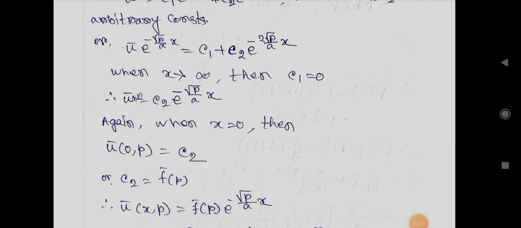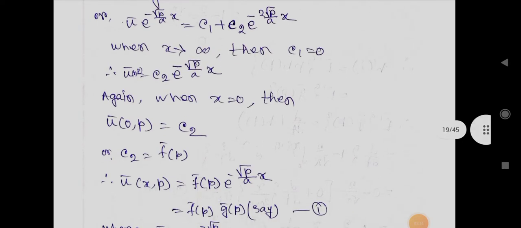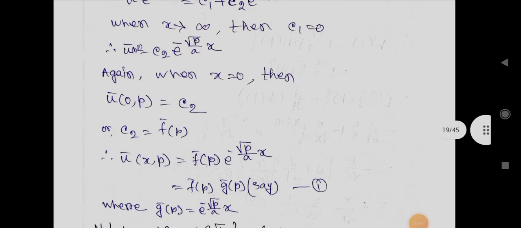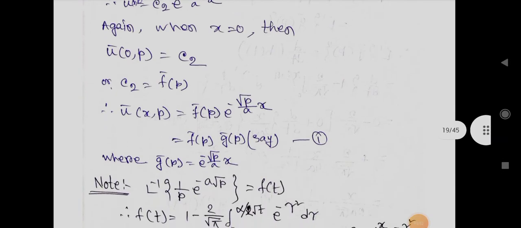Or ū e^(√p/a x) equals c1 plus c2 e^(−2√p/a x). When x tends to infinity, then c1 equals 0. That is, we get ū equals c2 e^(−√p/a x). Again, when x equals 0, then ū(0,p) equals c2, or c2 equals f̄(p).